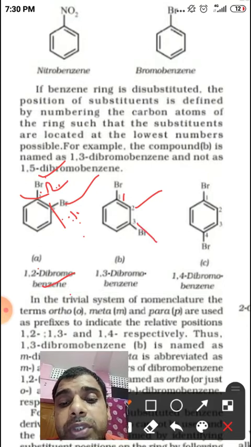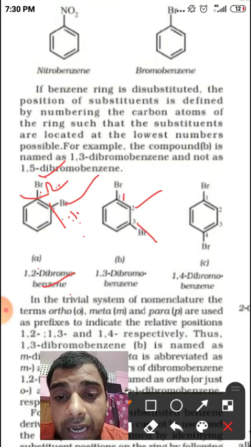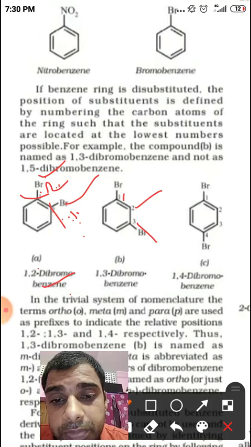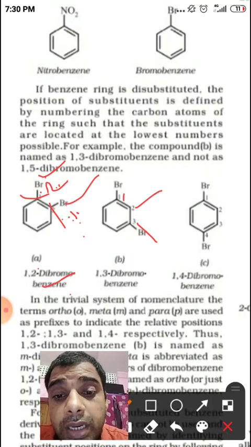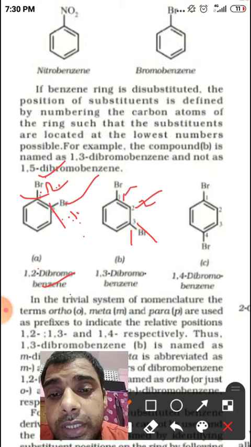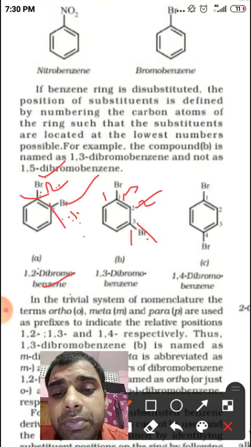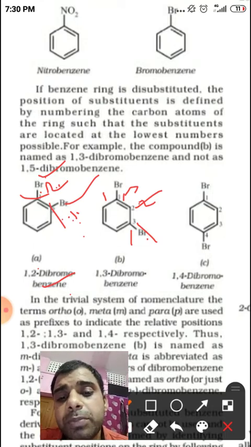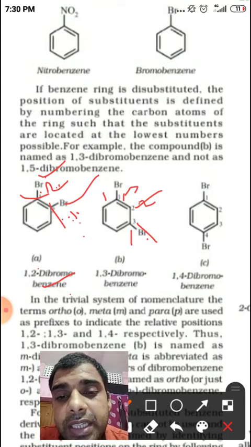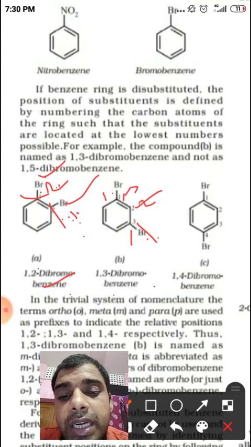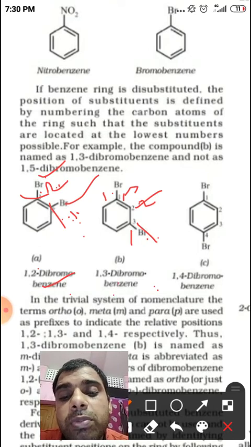Okay, now 3 positions. How can you count the number of bromine? From here also, 1 2 3. Or you can count from here also, 1 2 3, both of the bromine will come at the same position. Okay, so what is the name? 1 3 dibromobenzene here. Then after 1 4 dibromobenzene.